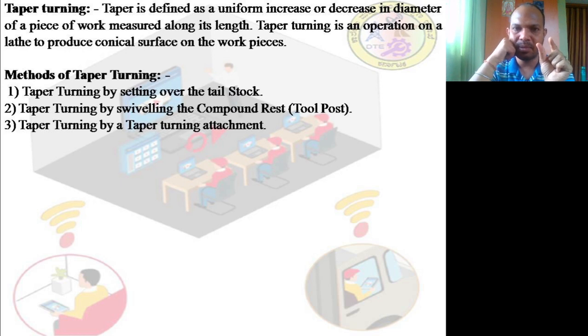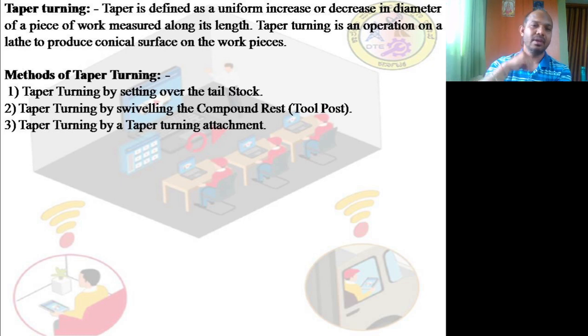Have you seen a pencil? The pencil end, how will it be? Will it be flat? No, we always make it conical, where the diameter is greater, and as you progress towards the tip, the diameter decreases. This is called a uniform decrease or uniform increase, and that is what we call a taper. This conical surface on the workpiece is nothing but a taper, or taper turning. This can be made by three different methods.